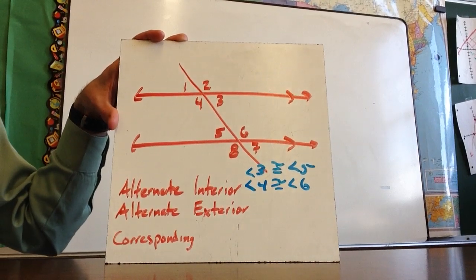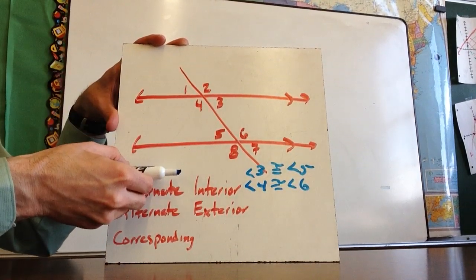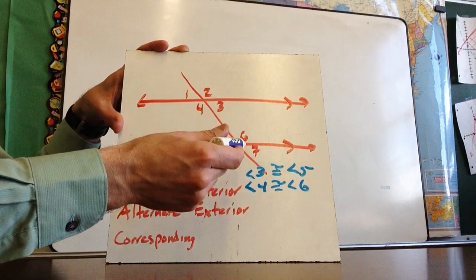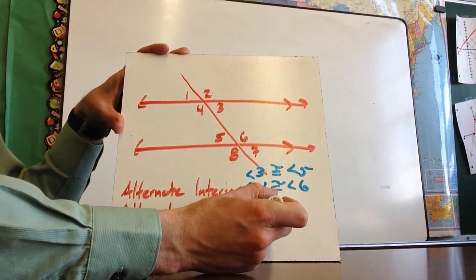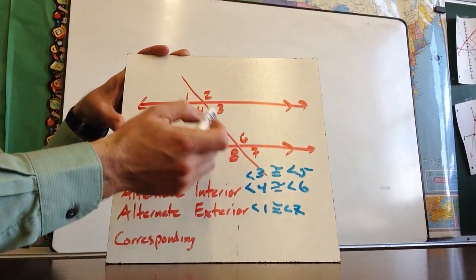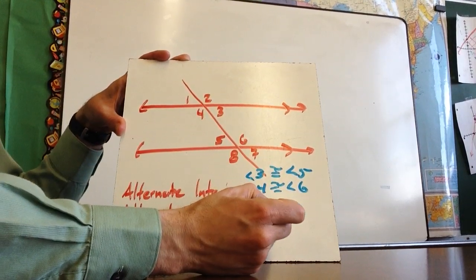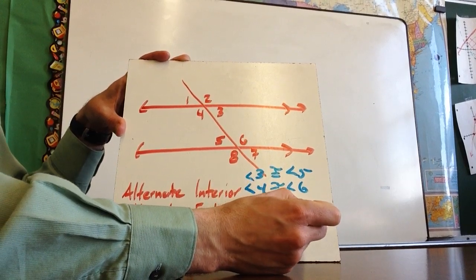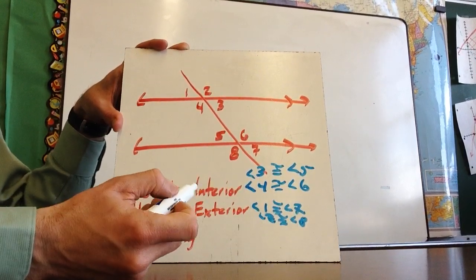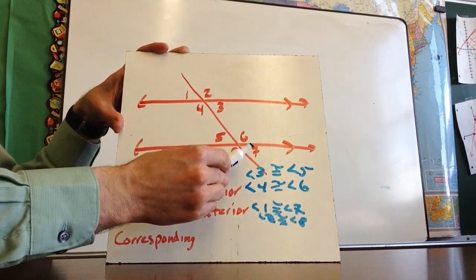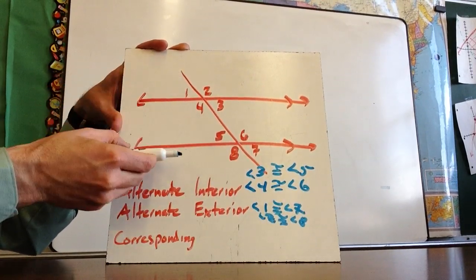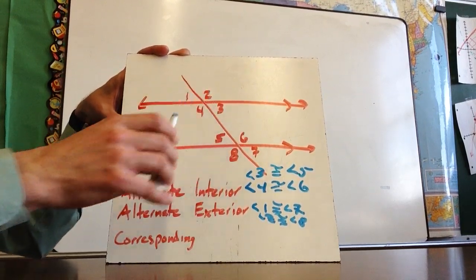Alternate exterior angles would be the opposite. They're going to be outside of the parallel lines, but on opposite or alternate sides of the transversal. For example, angle 1 is congruent to angle 7. Those are alternate exterior, and the other alternate exterior pair would be angle 2 and angle 8. Sorry, that's a 2. I know it's not the greatest writing. Angle 1 and angle 7, angle 2 and angle 8 are alternate exterior because they are exterior of the parallel lines, and they are on alternating sides of the transversal.